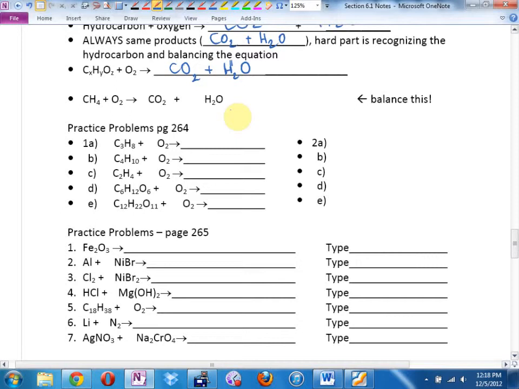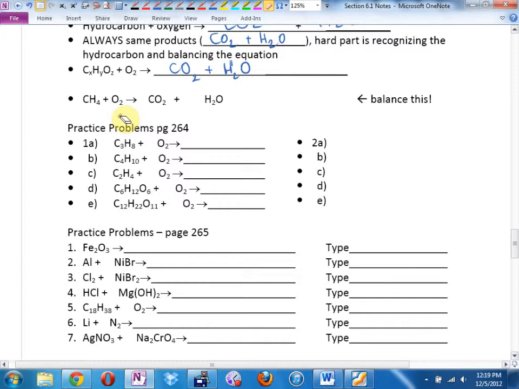CH4 plus O2. How can I recognize what this is? Well, I got O2. I'm combining it with oxygen. And Sarah, my love, it's a hydrocarbon. How do I know? Hydrogen and carbon. This is a combustion reaction. This is what happens when you light methane on fire. What do you get? I know I get carbon dioxide and water. I can fill that in almost without thinking. But I got to balance.